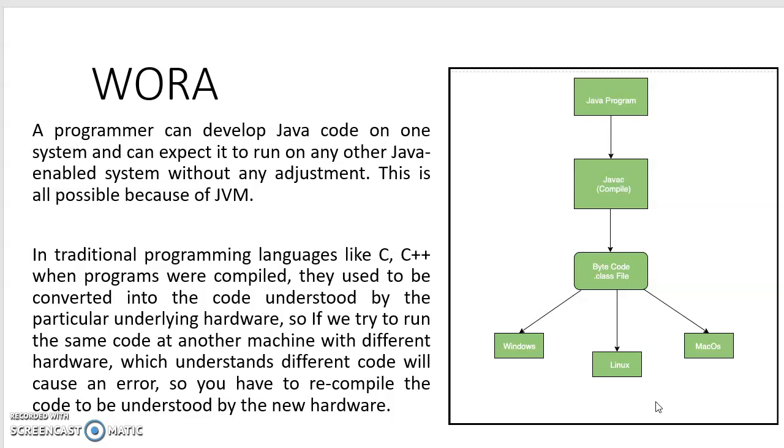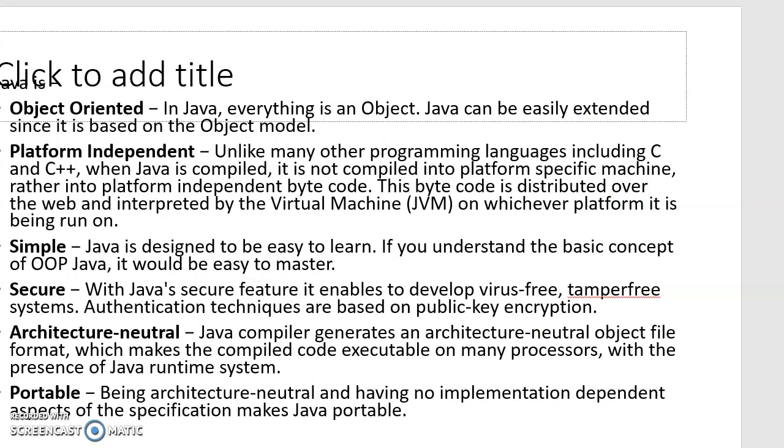So that requires an interpreter as well as a compiler, and that helps a Java program to be WORA, which means it can be written once and run anywhere. You don't need to create different versions of a Java program for Windows, Mac OS, or Linux. The compiler and interpreter will handle the situation and solve it. These are some of the properties of Java programming.